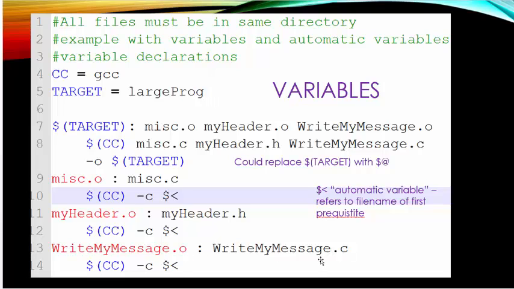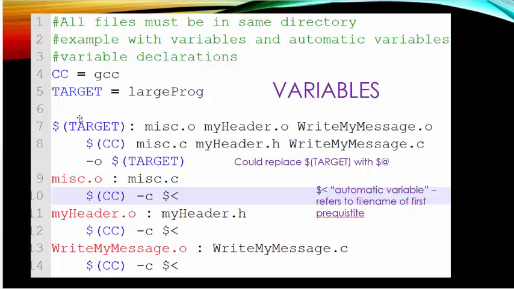Another thing that you can do, let's look at making the object files from the different pieces of source code. Normally we said gcc -c, and then we had to write out miscellaneous.c over here. You can substitute what's called an automatic variable, which is this $ symbol, and it just refers to the file name of the first prerequisite. So this refers to that prerequisite, and this refers to that one. So they're kind of shortcuts.